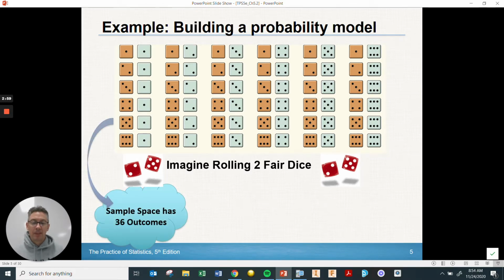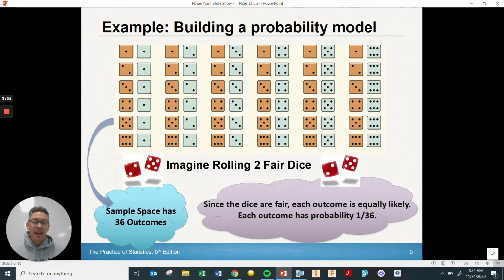So our sample space has 36 different outcomes, and because we have fair dice, every single one of those 36 outcomes is equally likely. So the probability of each of these is just 1 out of 36. So the chance that you roll double 6s is just the same as the chance that you roll double 1s. It's just the same as the chance that you roll a 4 and a 3. They're all equally likely.